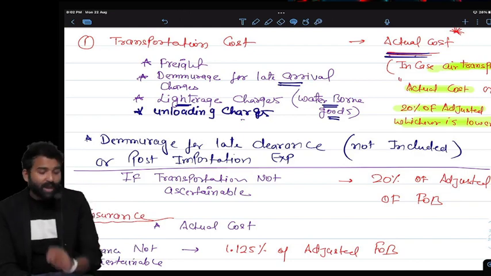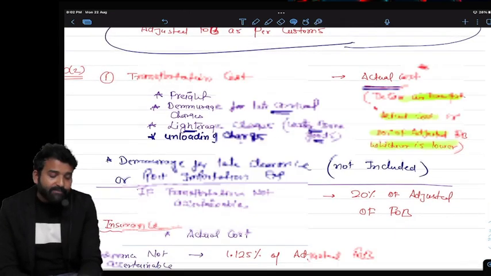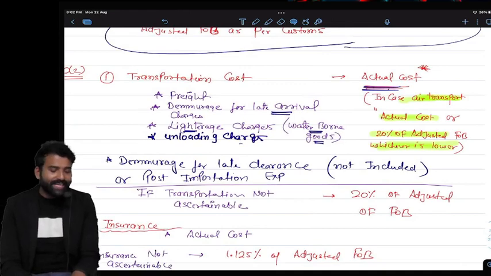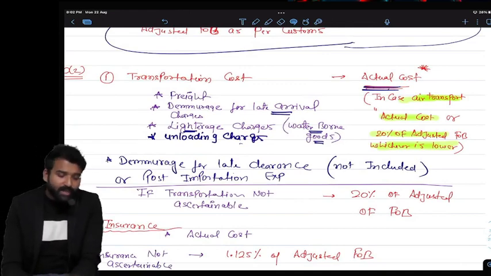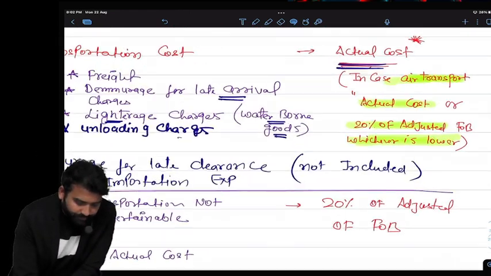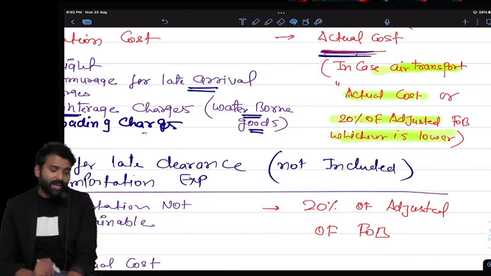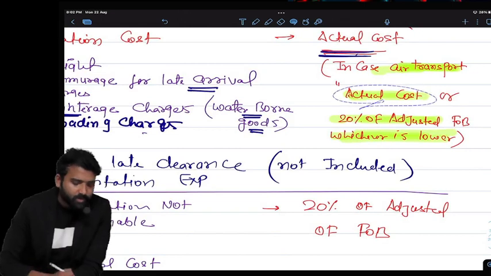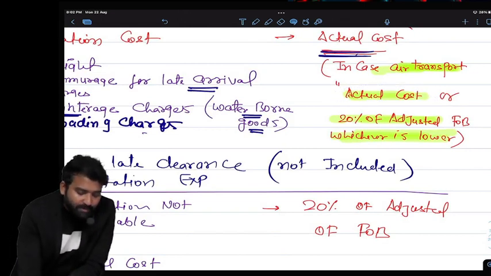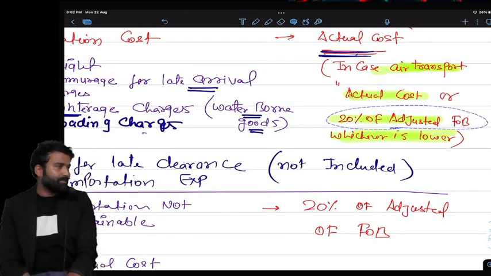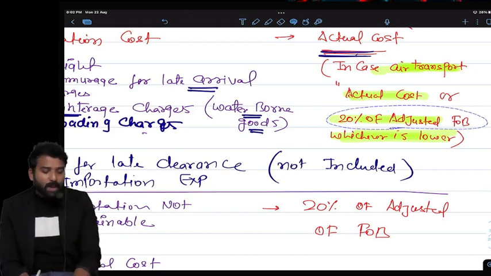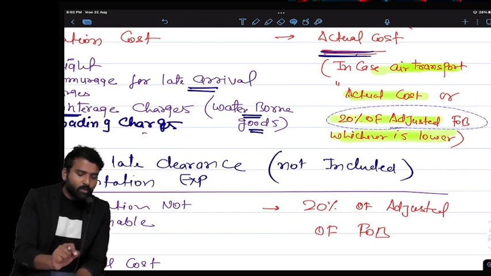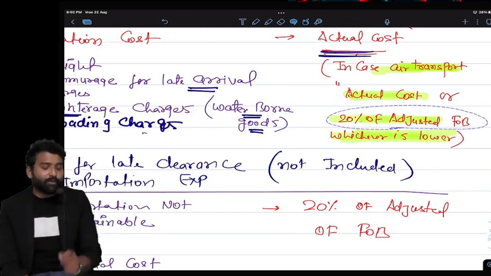But now this is very interesting. I will be adding the actual cost of freight, demurrage, lighterage charges. But in case of air transport, I have to use a formula. And what is the formula? Actual cost or maximum 20% of adjusted FOB. In case of air transport, my transportation cost should be the actual cost or 20% of adjusted FOB, whichever is lower.